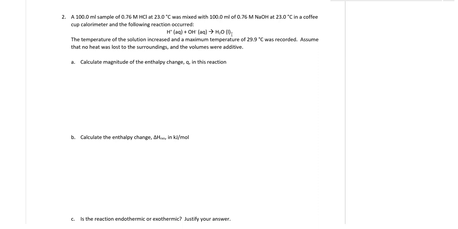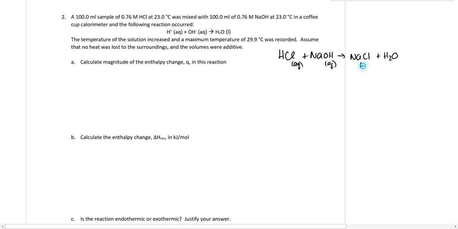So this first reaction we're looking at is an acid-base reaction, hydrochloric acid reacting with sodium hydroxide. You will notice that the reaction written below here is the net ionic equation, because this right here is the molecular equation. But the HCl, the NaOH, and the NaCl are aqueous, so they're all going to ionize. The water is the only thing that's not going to ionize. So what's left over is this reaction right here.